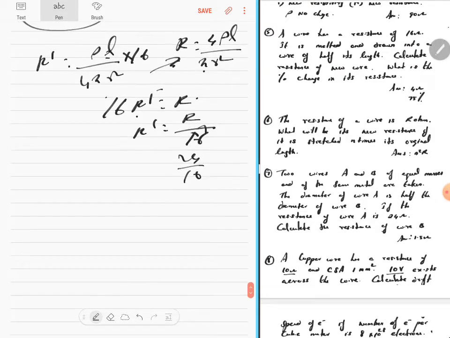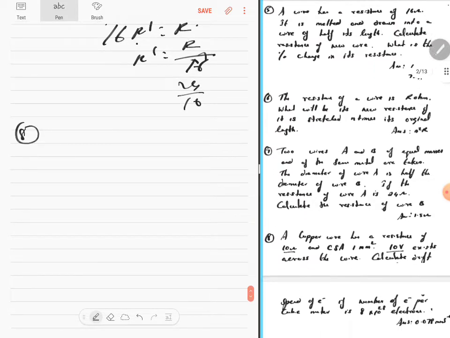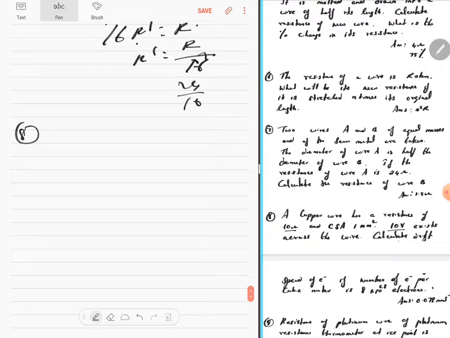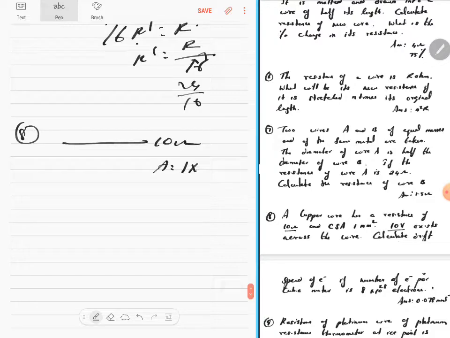The 8th question. A copper wire has a resistance of 10 ohms and a cross section area 1 millimeter square. A 10 volt exists across the wire. Okay, a copper wire has got 10 ohm resistance. Cross section area itself is 1 millimeter square, which is 1 into 10 to the power minus 6 meter square, because 1 millimeter is 10 to the power minus 3 meters, the whole square, because it's area. Okay, are you clear?